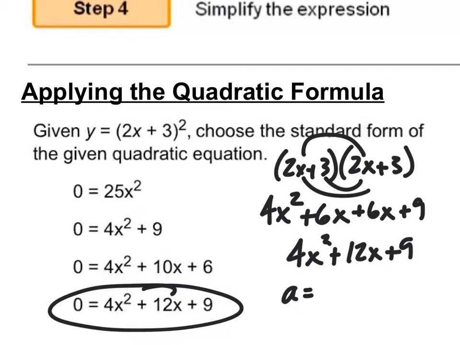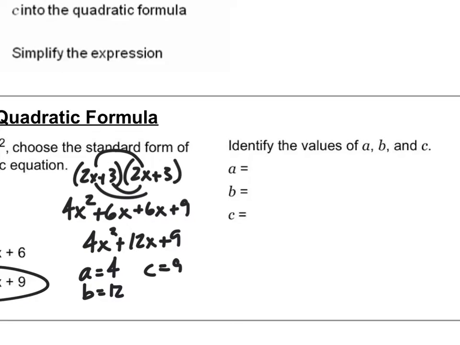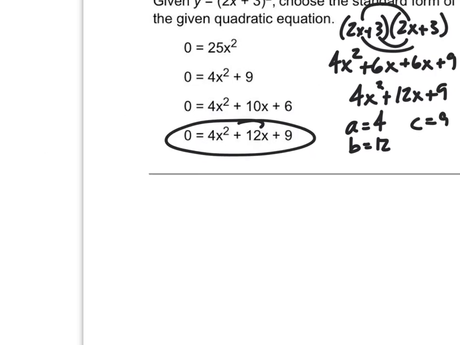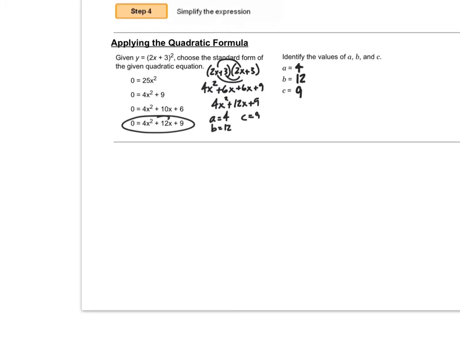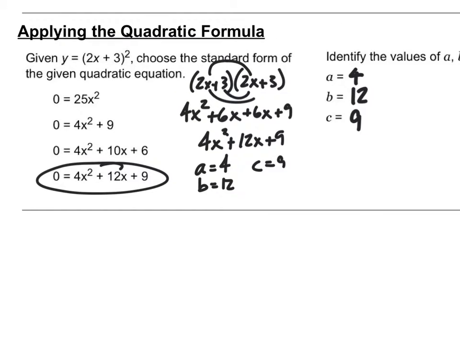Then you would say, okay, a is equal to 4, b is equal to 12, c is equal to 9, and we'd plug that into the quadratic formula. And so let's write that. If we have a is 4, b is 12, c is equal to 9, and then let's go ahead and solve that. Let's figure that out real quick. So if we solve that, I want you to do that down here.